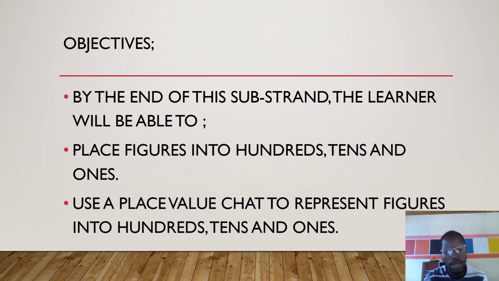So we have some objectives for ourselves. It says by the end of this substrand, the learner, that's you, will be able to place figures into hundreds, tens, and ones. Last week was just tens and ones, but we have moved a little bit further. You should also be able to use a place value chart to represent figures into hundreds, tens, and ones. This is what we are going to look at briefly for today.